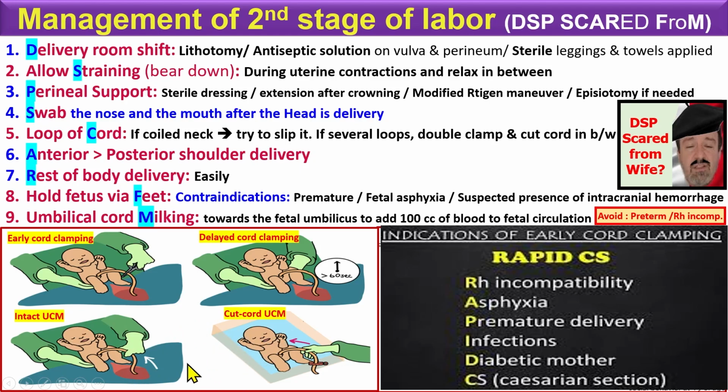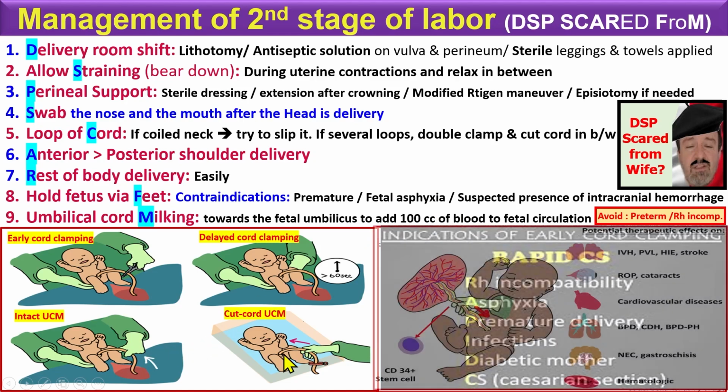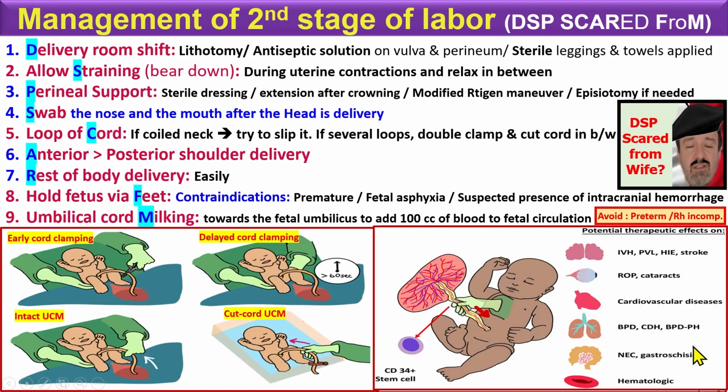In umbilical cord milking, we externally transfuse 100 cc of blood to the baby. This helps the baby with circulatory stability and also has a potential therapeutic effect, like in cases of intraventricular hemorrhage, periventricular leukomalacia, epileptic encephalopathy, stroke, retinopathy of prematurity, and cataract. So there are a lot of other beneficial points toward umbilical cord milking. Okay, so this is the management of the second stage of labor.